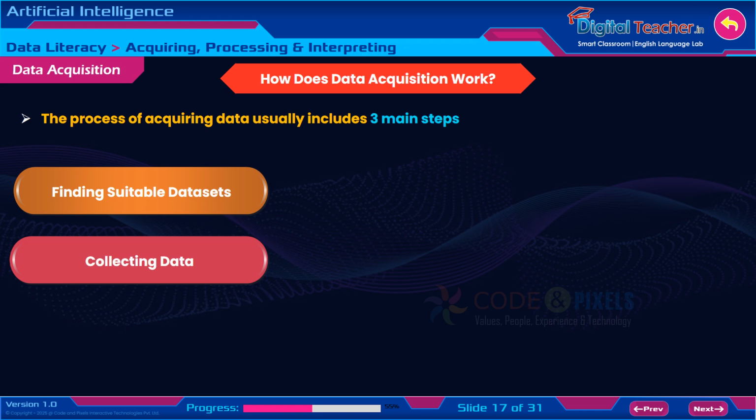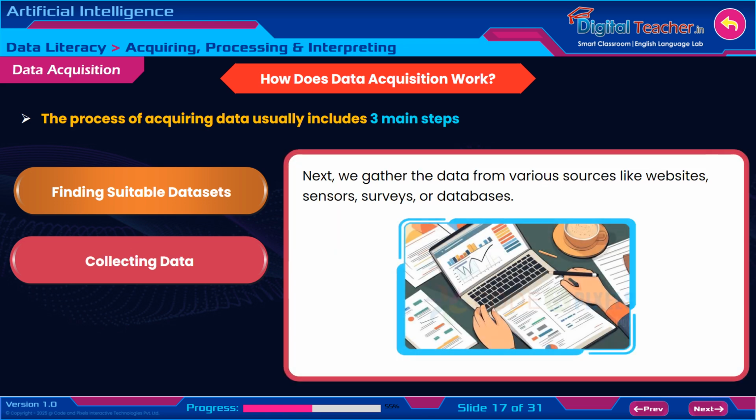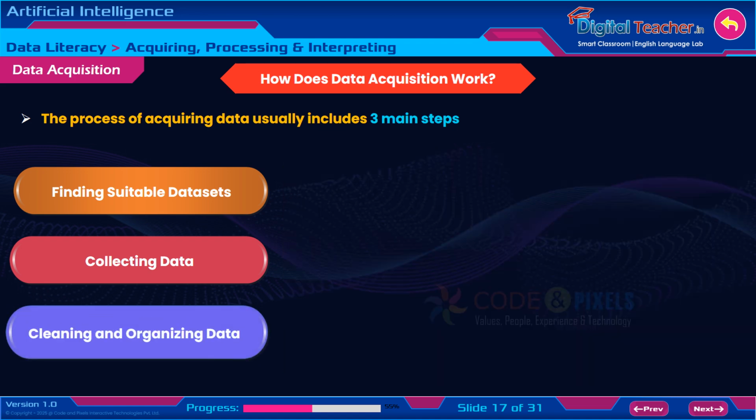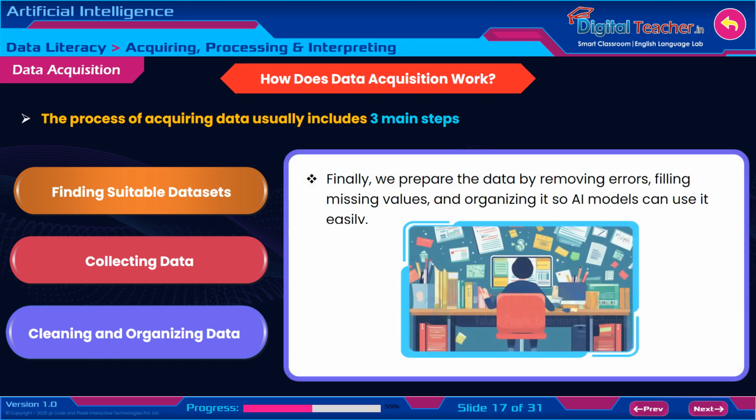Collecting data. Next, we gather the data from various sources like websites, sensors, surveys, or databases. Cleaning and organizing data. Finally, we prepare the data by removing errors, filling missing values, and organizing it so AI models can use it easily.